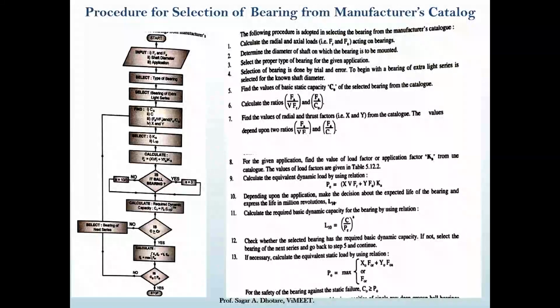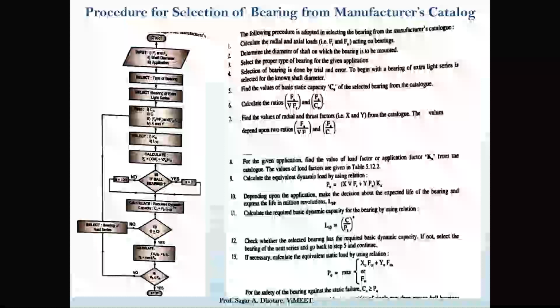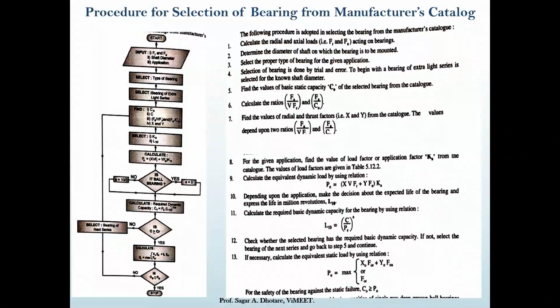Next, selection of the bearing is done using the trial and error method, because if we change the series, 61, 62, 63, 64, these four series have different values of static and dynamic capacity. So based on the trial and error method, you can choose whatever we require. Next, you can calculate or select the basic static capacity from the catalog.